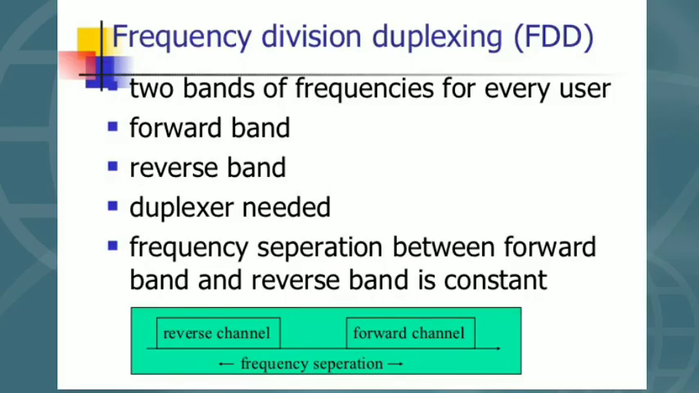FDD is an important technique which is used for voice and data services. Two bands of frequencies are given to every user, that is the forward band and the reverse band. Duplexing is a must. The frequency separation between the forward band and reverse band is constant.